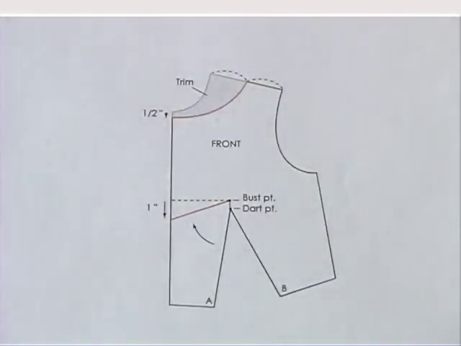Lay the pattern in the position shown and label the dart legs A and B for reference. From bust point, draw a line to the center front that is about 1 inch below bust level. This is the new dart location and an application of Principle 1, dart manipulation. Draw the neckline using the measurements given. Cut the slash lines and the dart to but not through the bust point.